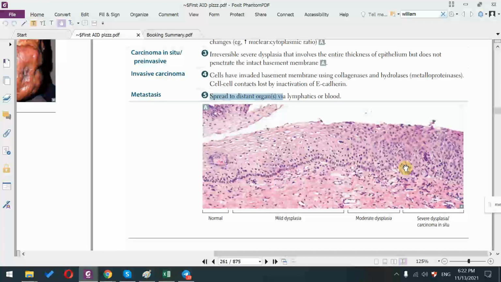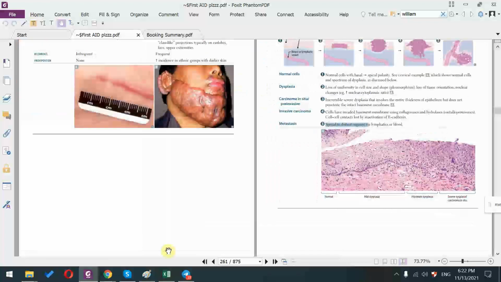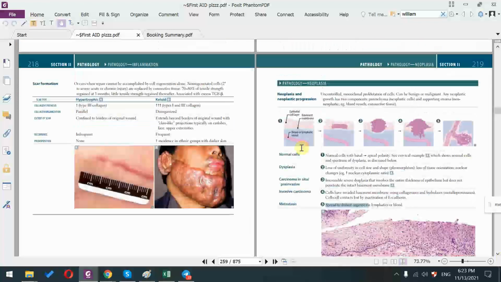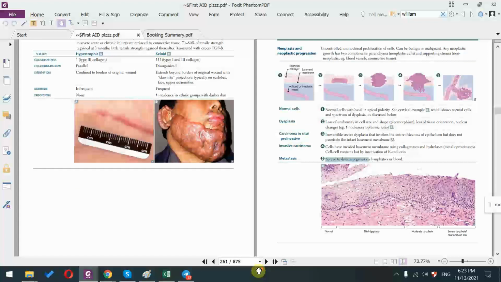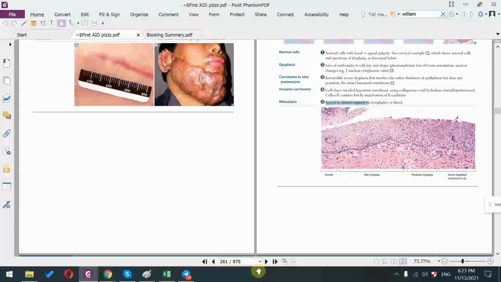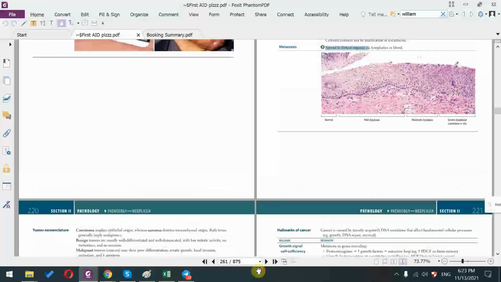It doesn't matter if you go through the lymph nodes or the lymphatics or the blood. You will know in the future that there are exact tumors that love to go through the lymphatics, and there are exact tumors that like to go through the blood. But for now, just know the general idea. Cancer is a monoclonal proliferation of cells. It can be benign or malignant, and it metastasizes by decreasing the cadherin and upregulating the metalloproteases.